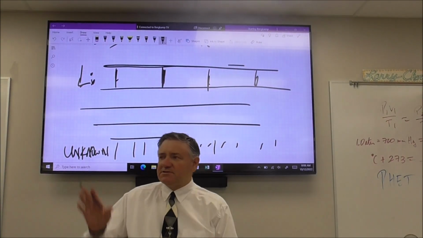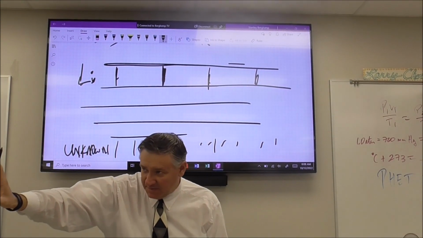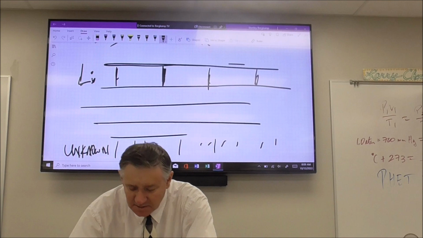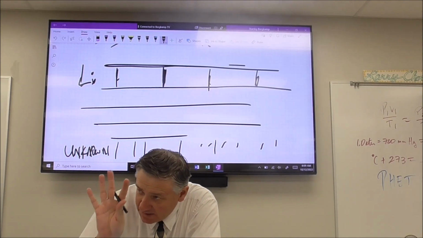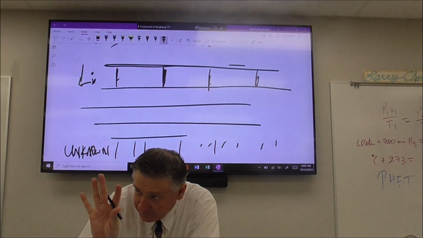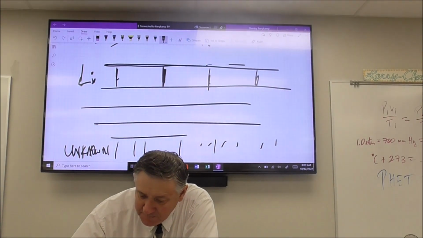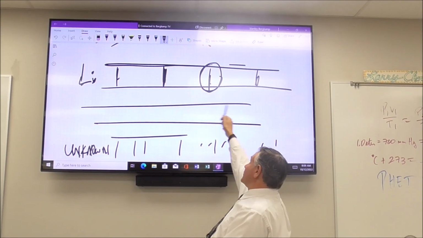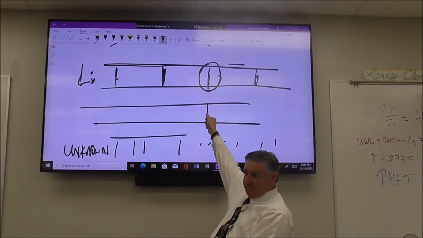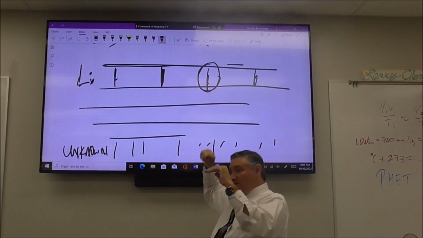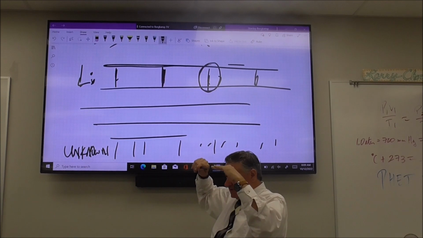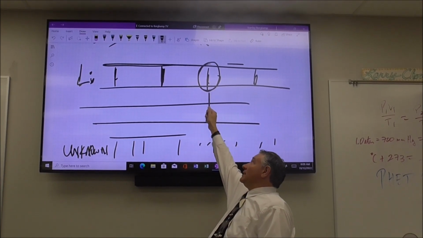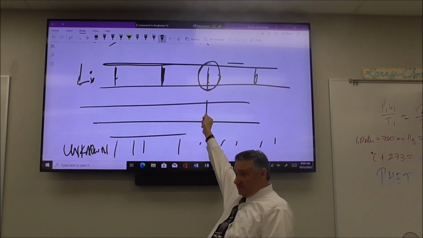So here's the deal. Let's start with lithium. Okay? So lithium is a 4-line emission spectrum. So pick any of them. Let's talk about this third one over from the right. There's an electron within the structure of the lithium atom that will emit this particular amount of energy.